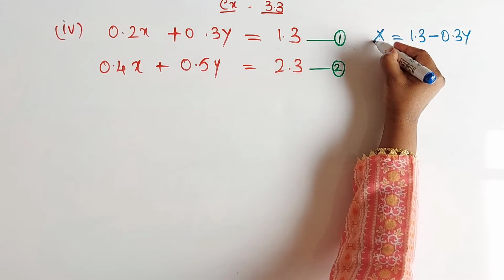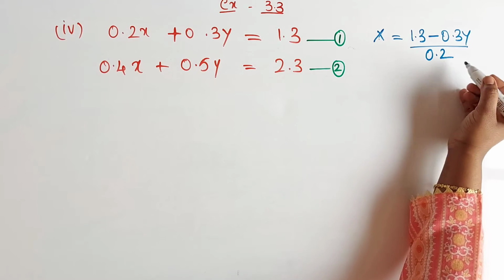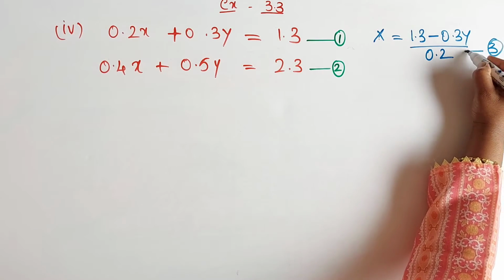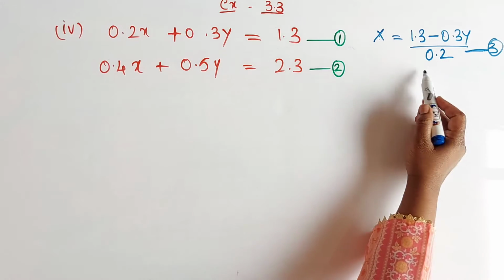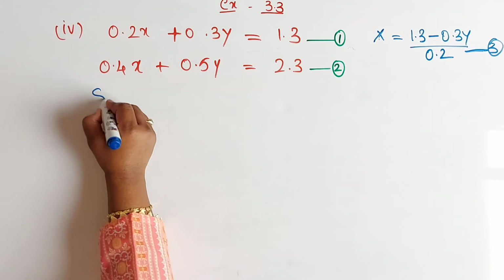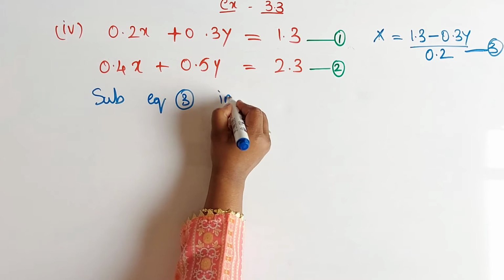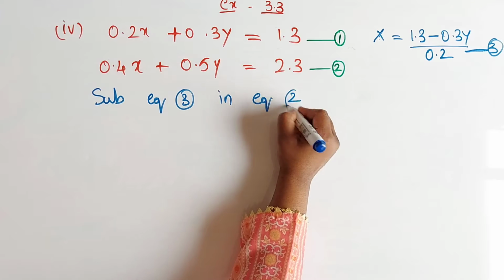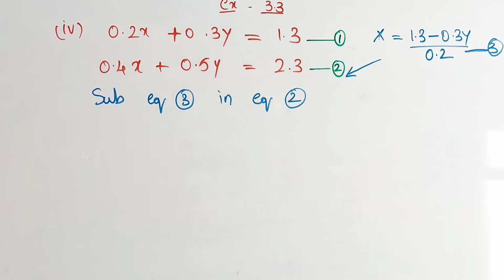So this will be here in denominator. Correct, children? Now this is equation 3. x equal to 1.3 minus 0.3y divided by 0.2. Now what we have to do? Substitute equation 3 in equation 2. Correct, children? Because we know the x value, we have to substitute here.